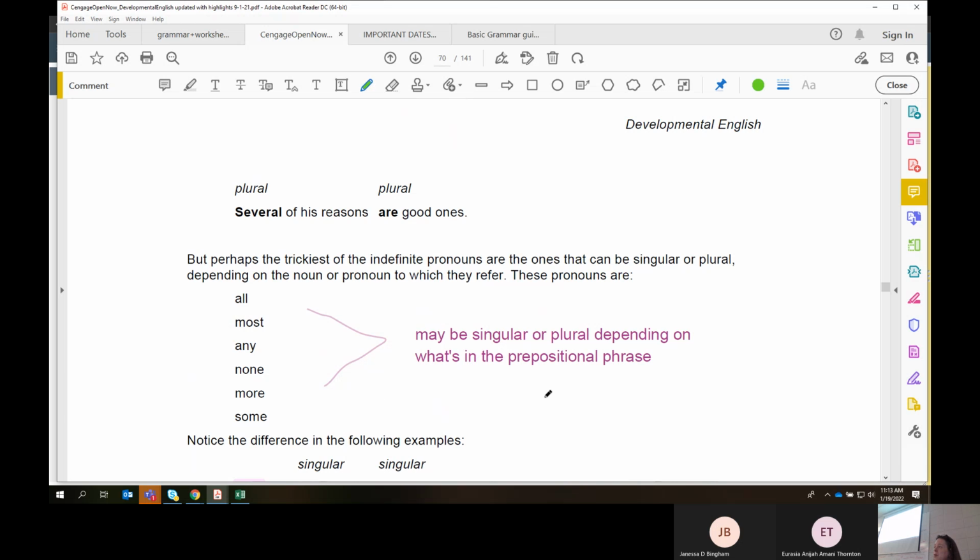Now these can be singular or plural. I don't predict that you will have any issues with this when you're writing, but just in case, I want you to know this. These can be singular or plural. This is where you've got to look in the prepositional phrase to see if it's singular or plural.